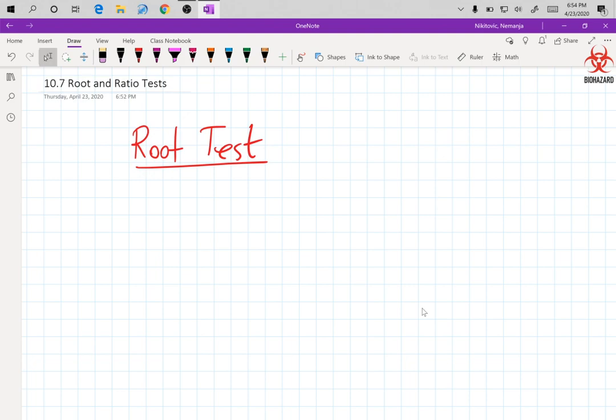But let's focus on the root test here and see the theorem. The interesting thing is that the conclusions of the root test will be the same as the conclusions of the ratio test. They're just applied differently.